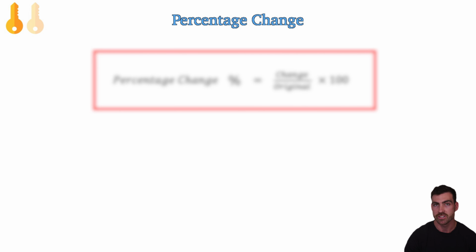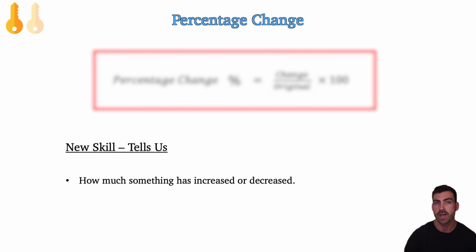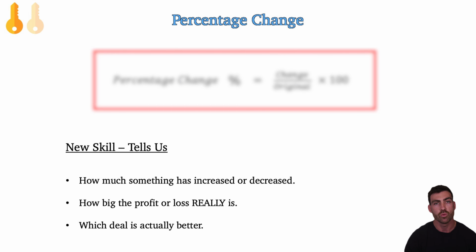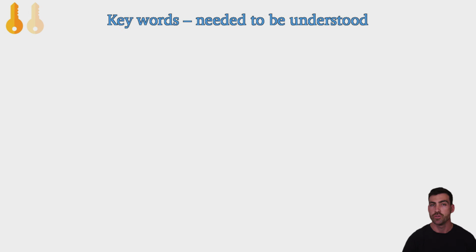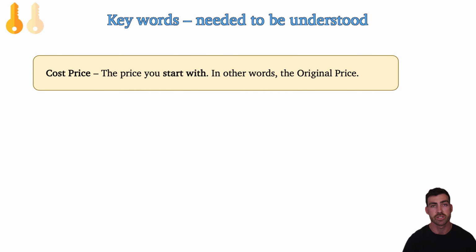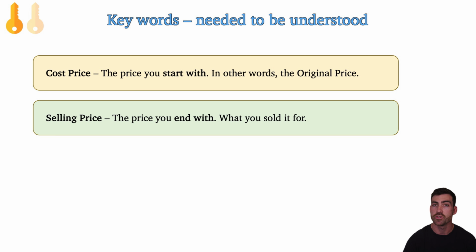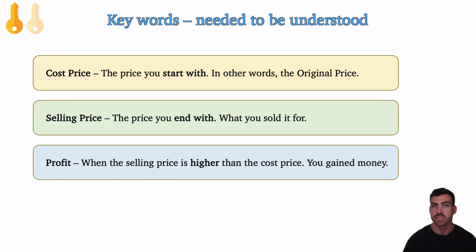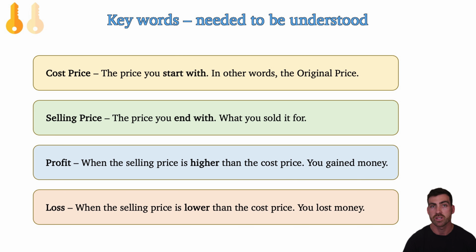This is where percentage change comes in. It tells us how much something has increased or decreased, how big the profit or loss really is, and which deal is actually better. But to use it properly, we need to understand the key words. Cost price, the price you start with, which is the original price. Selling price, the price you end with, which is what you sold it for. Profit, when the selling price is higher than the cost price, you gained money. Loss, when the selling price is lower than the cost price, you lost money.